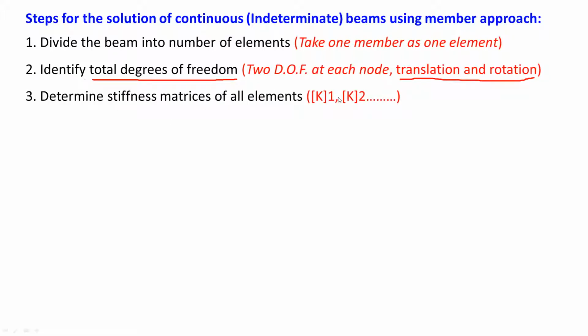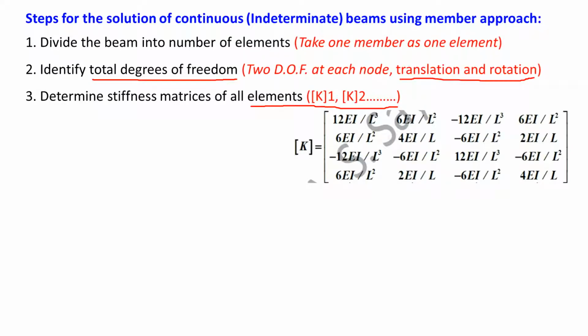Now, once you divide the given beam into a number of members, one by one we have to find the stiffness matrix of all members or elements. Depending on the number of elements, you have to find the stiffness matrix. The standard stiffness matrix which we derived in the last class is what you have to use to find the stiffness matrix of all elements.